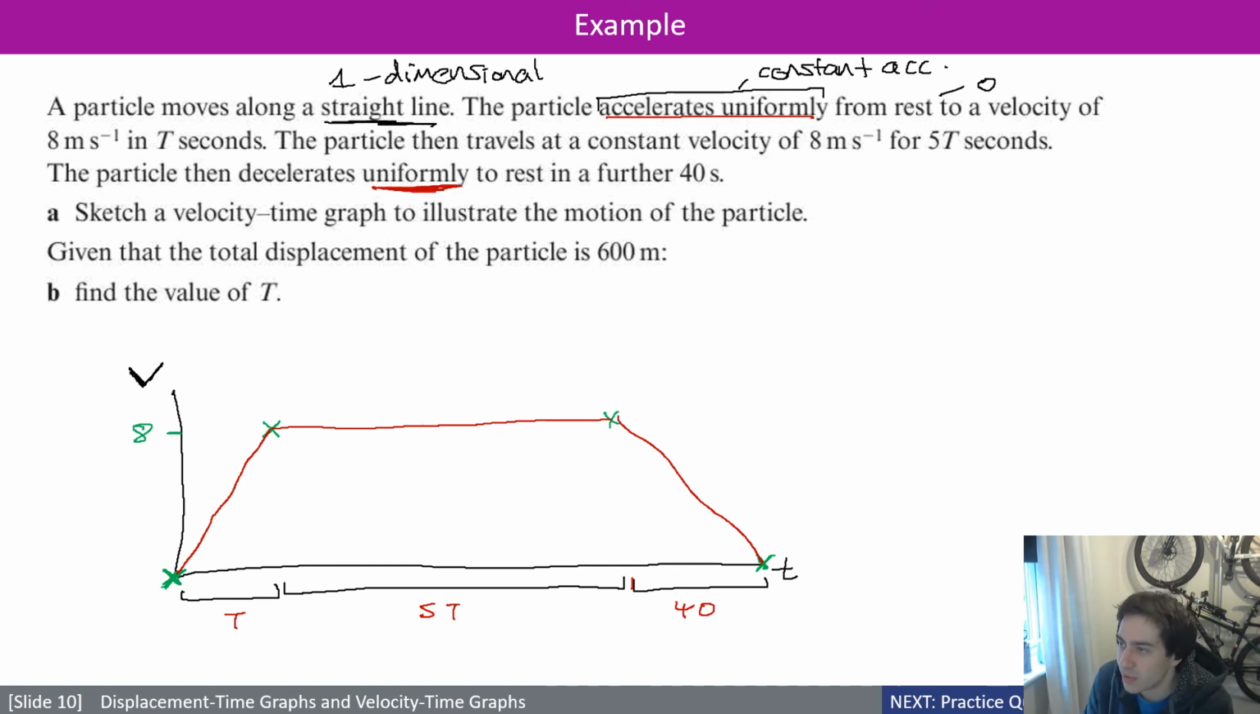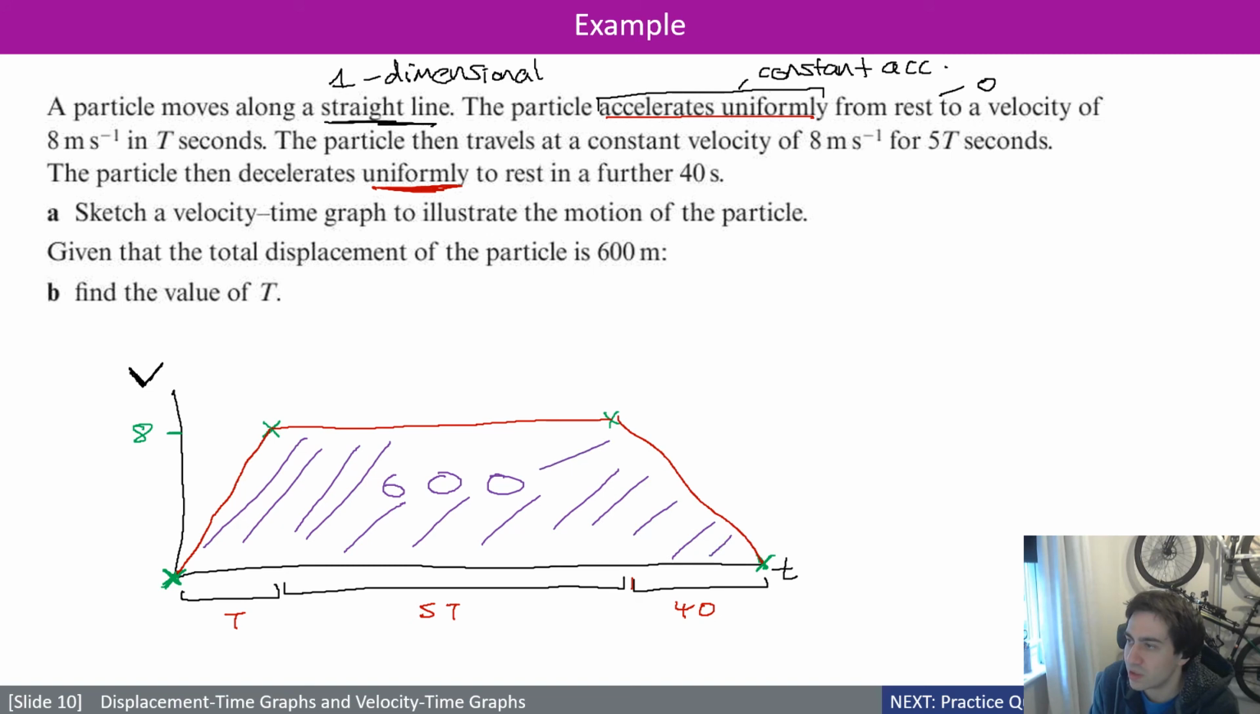The total area under this graph is 600. Right, that's what they've just told us, because the total displacement is 600. So what do we do? Hopefully it's clear. We're going to basically create an equation from our understanding of the geometry of this situation. So let's calculate the area. We split it into 3 sections. Let's call them A, B, and C.